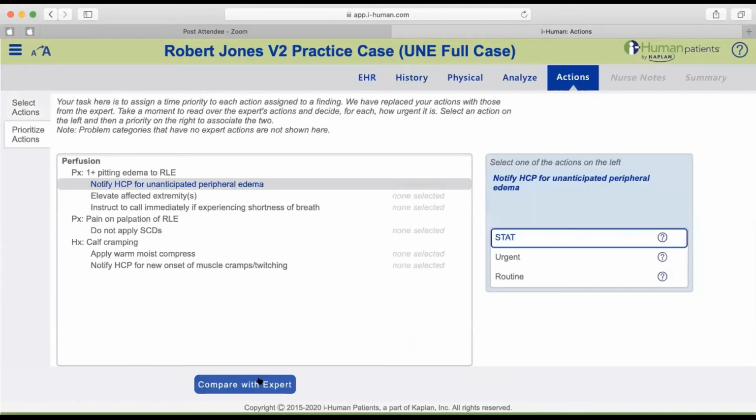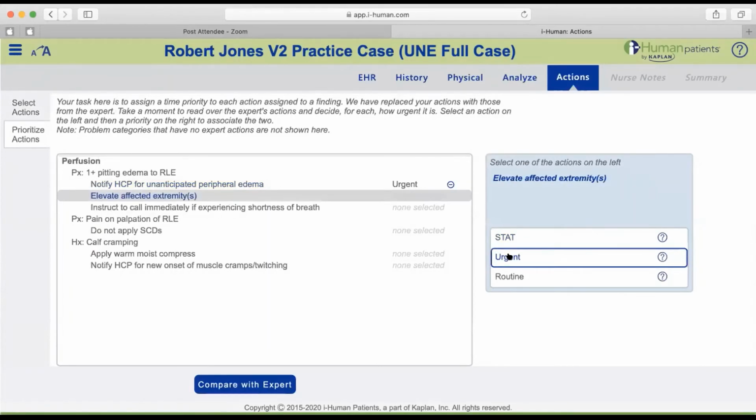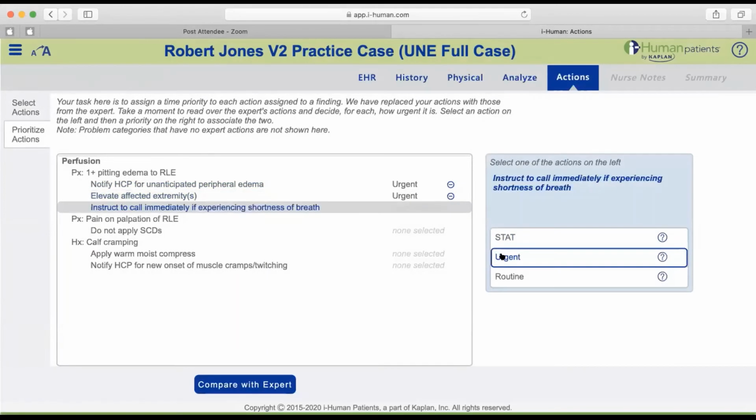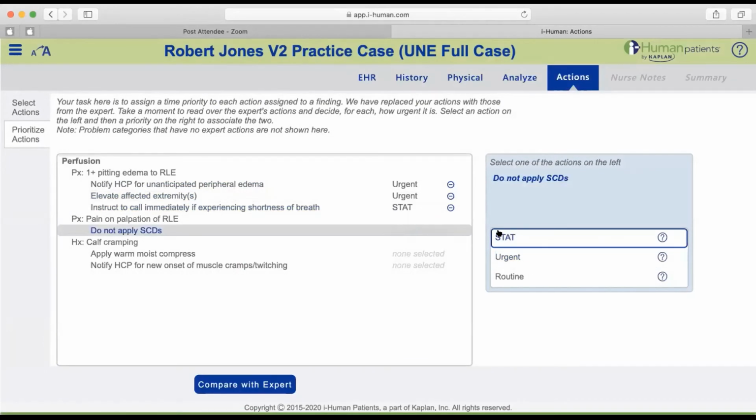Last, just like we prioritized our key areas, our concepts, we prioritize our actions. Is it stat? It needs to be done within 15 minutes. Is it urgent? It needs to be done within a couple of hours. Or routine, it can wait until the end of the shift. So notifying about unanticipated peripheral edema, maybe that's urgent. Elevate the affected extremity, urgent. Instruct to call immediately if shortness of breath, perhaps that's stat.